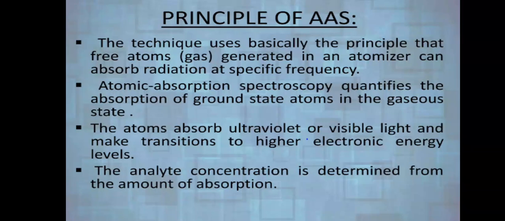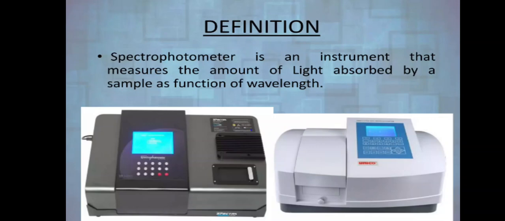Principle of atomic absorption spectroscopy. The technique uses basically the principle that free atoms generated in an atomizer can absorb radiation at a specific frequency. Atomic absorption spectroscopy quantifies the absorption of ground state atoms in the gaseous state. The atoms absorb ultraviolet or visible light and make transitions to higher electronic energy levels. The analyte concentration is determined from the amount of absorption.